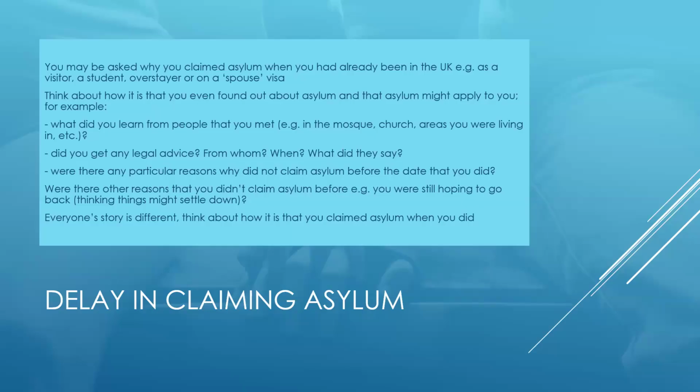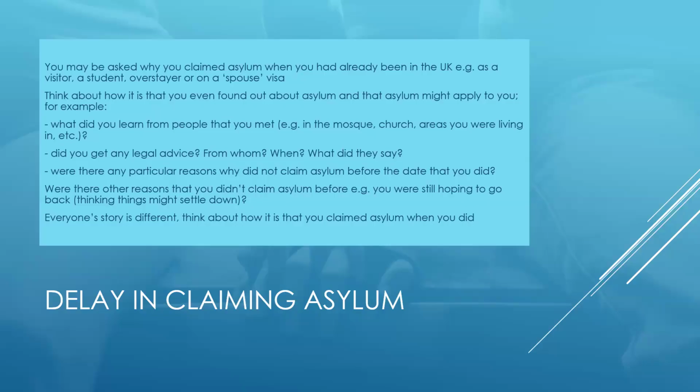You might have thought the only way to get to stay here safely was to apply as a student or apply in some other capacity. And then suddenly you realized, actually, there's this thing called asylum and that applies to me. So what did you learn from people that you met? Was it somebody you met in the mosque or the church? Was it someone in the area you were living in? What did they tell you? Did you even get some advice or information in advance that you didn't really know what it meant?